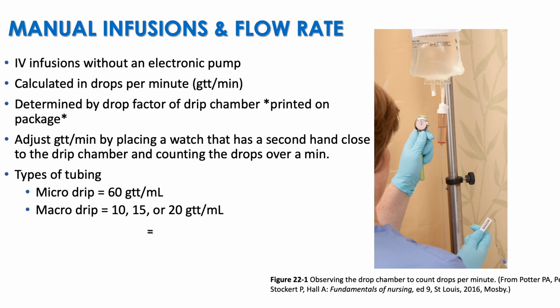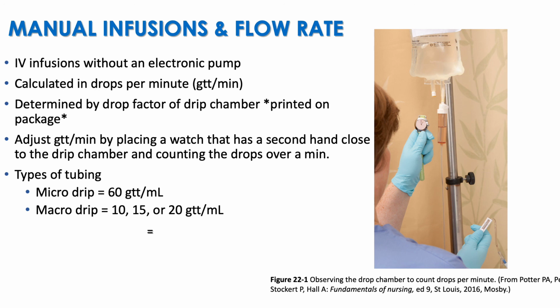That's actually the drop factor of the drip chamber that you see in the image, where there's a nurse, you see her watch, and next to her watch there's the drip chamber. Drops come out of a little needle within the drip chamber, and that's what we count. Those drops can be either micro drip or macro drip, and you don't have to guess which it is. It's usually printed on the package, and I'll show you that on the next slide.